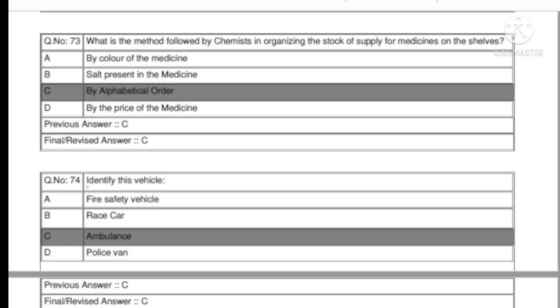So, in organizing the stock of supply for medicines, chemists do not use the color or salt or price. So, chemists organize the supply stock by alphabetical order. So, C is the answer.